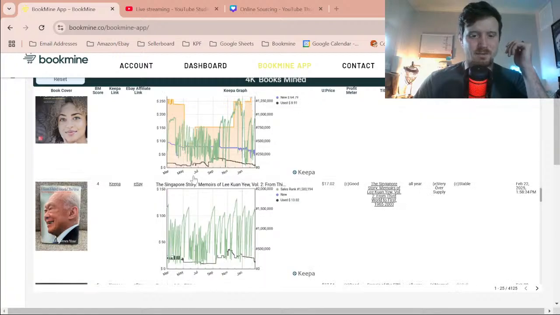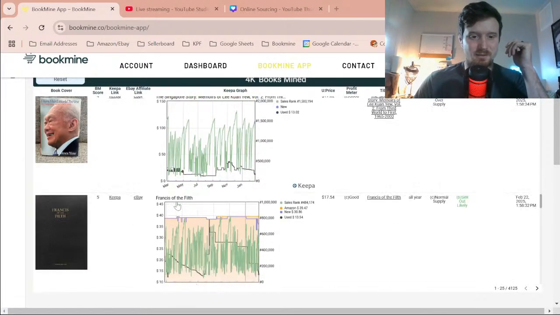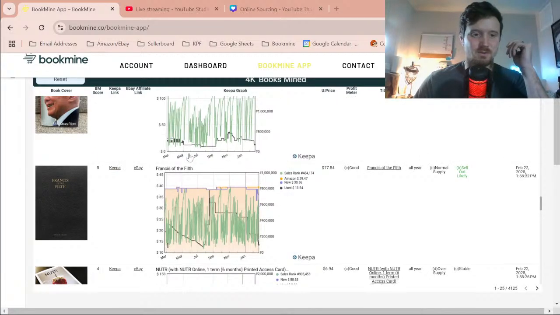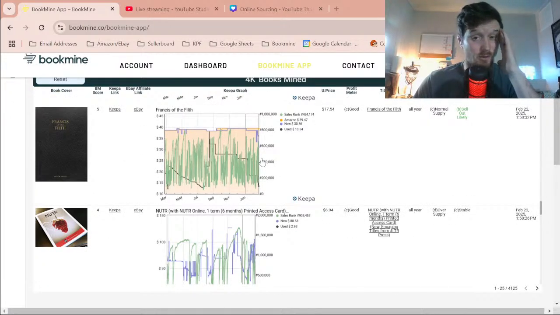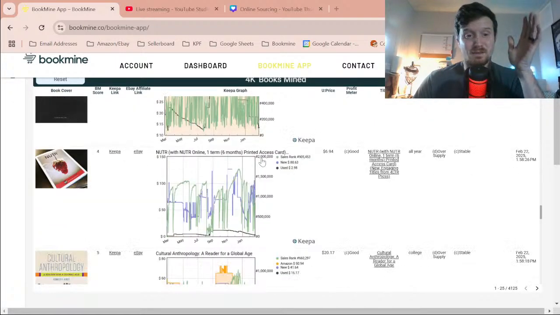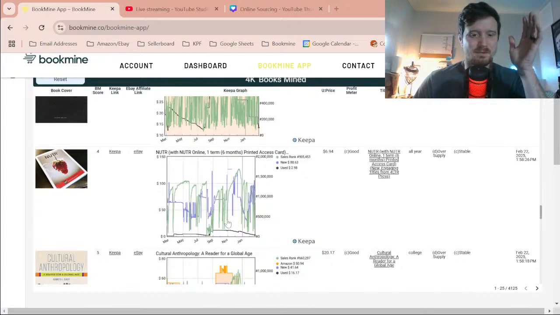I'm looking at these graphs and I'm wanting to see a drop off like this. The line here, if you don't know, is the lowest used offer count, which is this black line, and all these green lines are the seller rank drops, which pretty much tells you that every time a green line drops, it's a sale. So this one sells a whole bunch. This one sells a lot less, as you can see.